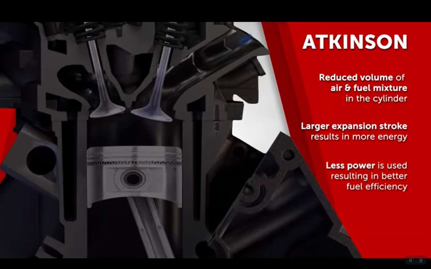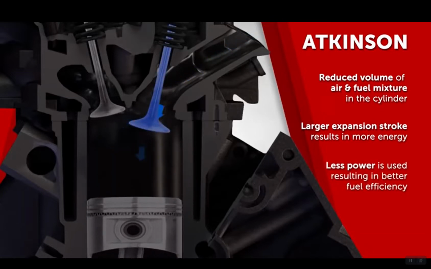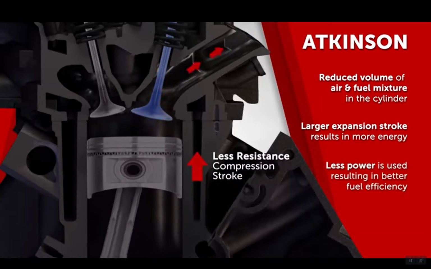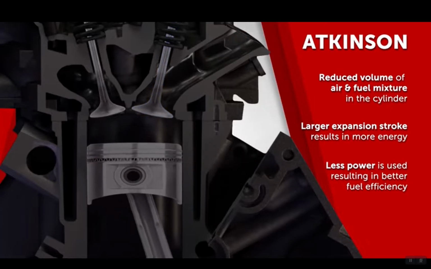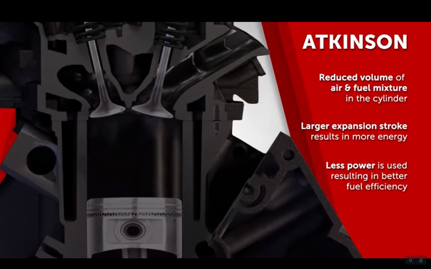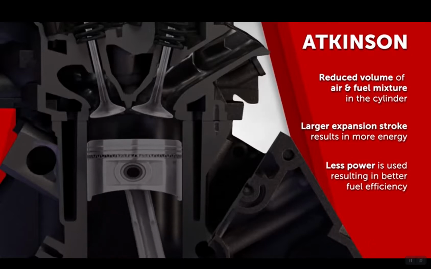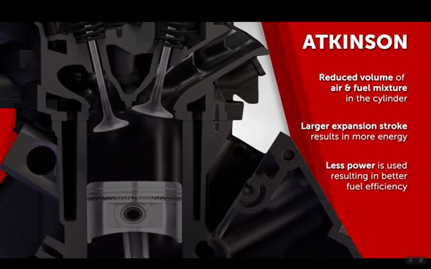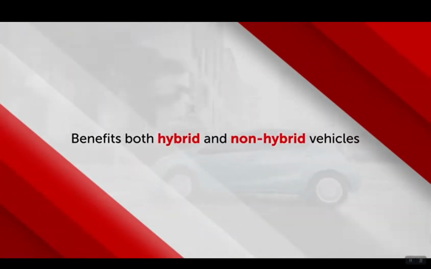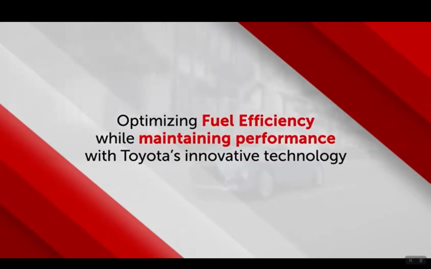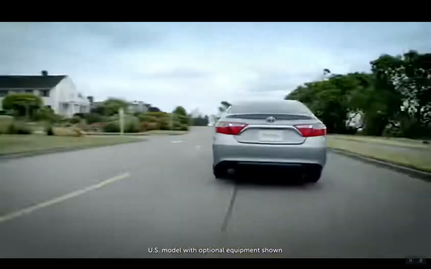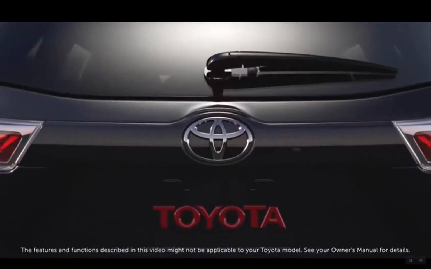With the intake valve open during part of the compression stroke, the piston also encounters less resistance as it moves upward. This reduces the engine's pumping losses, which is power consumed by the operation of the engine itself as it pumps air and fuel in and out. For both hybrid and non-hybrid vehicles, the use of the Atkinson cycle allows fuel efficiency to be optimized, while Toyota's innovative engine management systems and hybrid powertrains eliminate any compromise in performance. The features and functions.